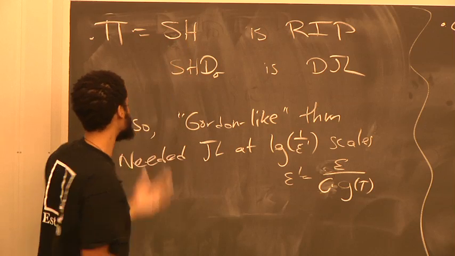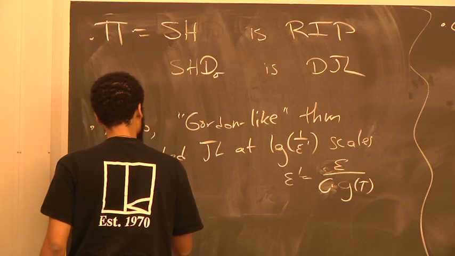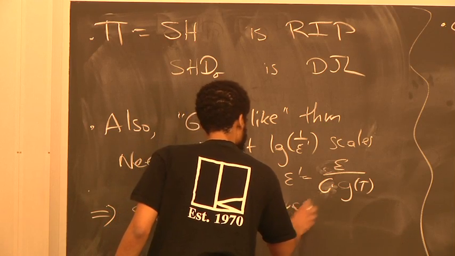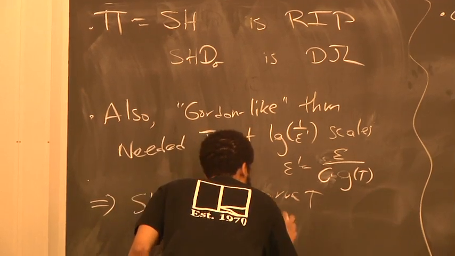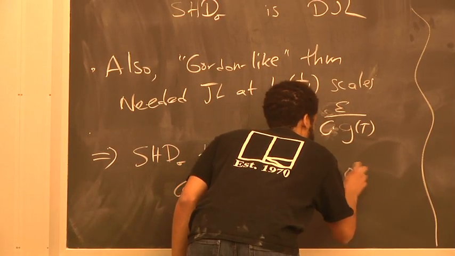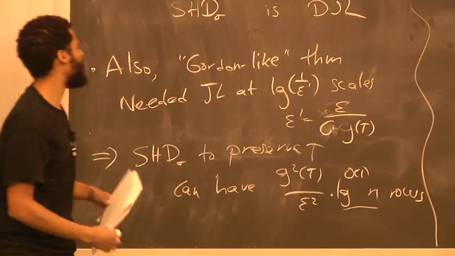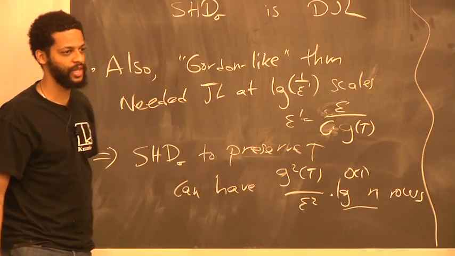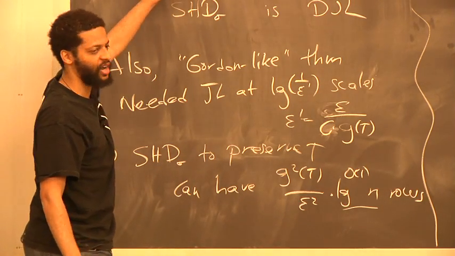So the number of rows, for example, implies that S, to preserve T, can have G squared of T over epsilon squared times polylog rows. This extra polylog is coming from the fact that you need to satisfy RIP at all these different scales. And the number of rows you need for RIP is off by log factors.